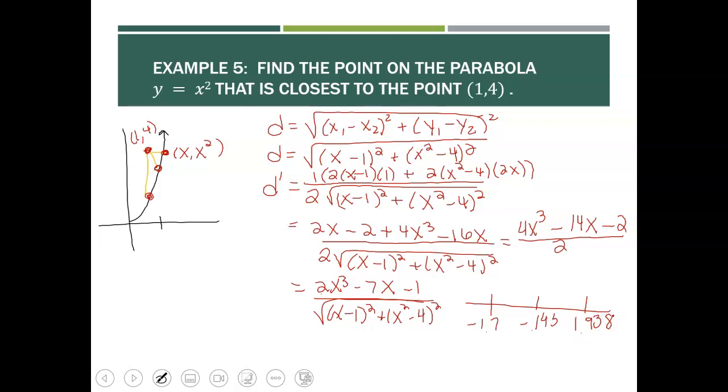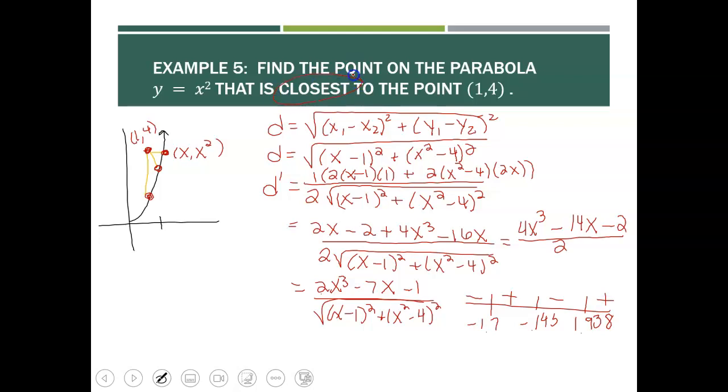So you should get 3 zeros. I have all the decimals written out on my page, but I already have it written on here: negative 1.794, negative 0.143, and 1.938. So then what you want to do is look at that graph. The graph goes from negative to positive, and then negative, and then back to positive.